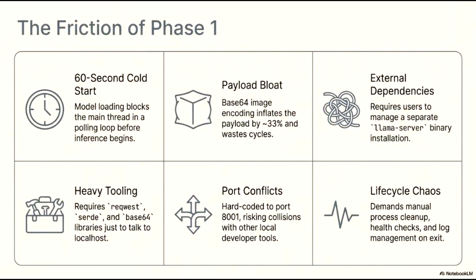This was compounded by heavy tooling requirements, necessitating libraries such as Request, Serde, and base64 just to communicate with localhost. We also faced frequent port conflicts because the system was hard-coded to port 8001, which often collided with other local developer tools. Finally, the architecture suffered from lifecycle chaos, demanding manual intervention for process cleanup, health checks, and log management upon exit. These combined factors made the initial implementation far more cumbersome than it needed to be.